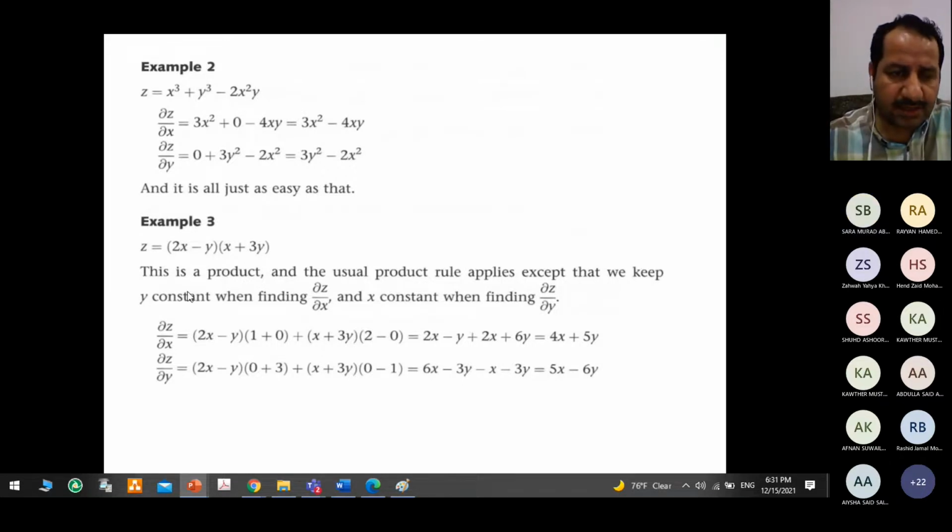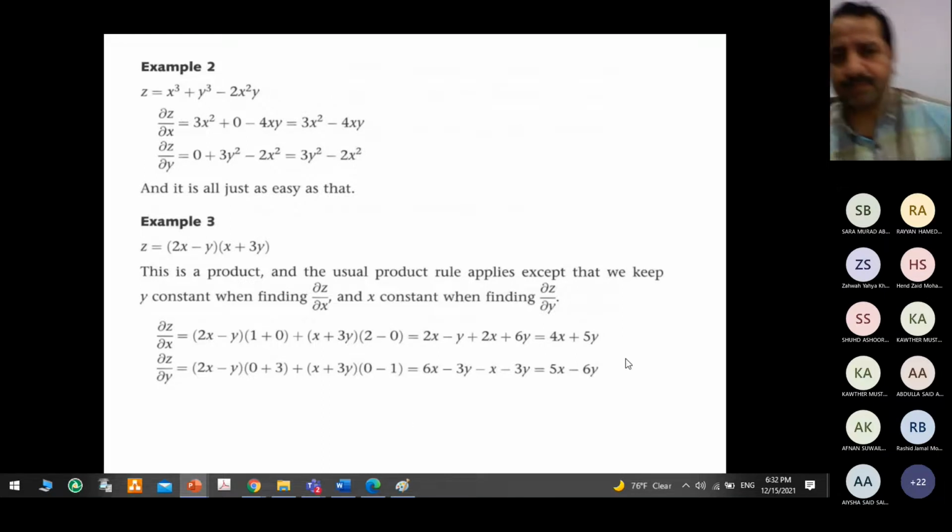Now let's repeat the same discussion, but differentiating with respect to y. The same thing. The first bracket here, 2x minus y, is u. And this one, x plus 3y, is v. So for u, keep it, and differentiation of v with respect to y is 3. Then v, and differentiation of u with respect to y is minus 1. Then simplify.